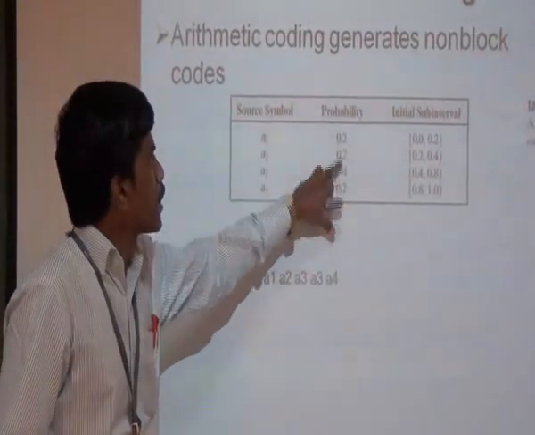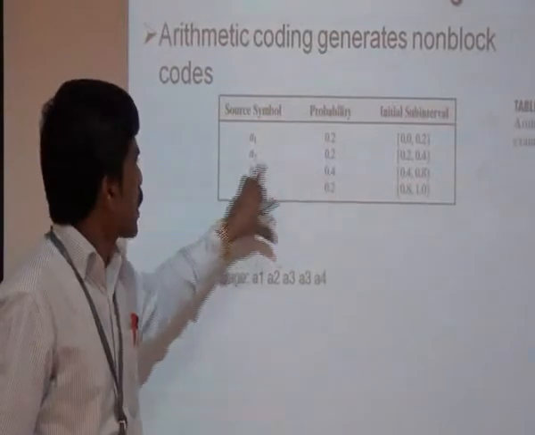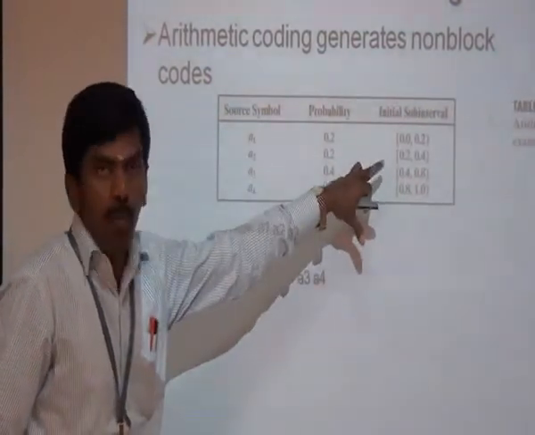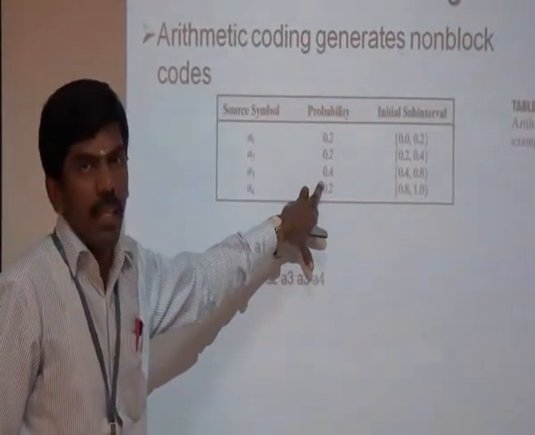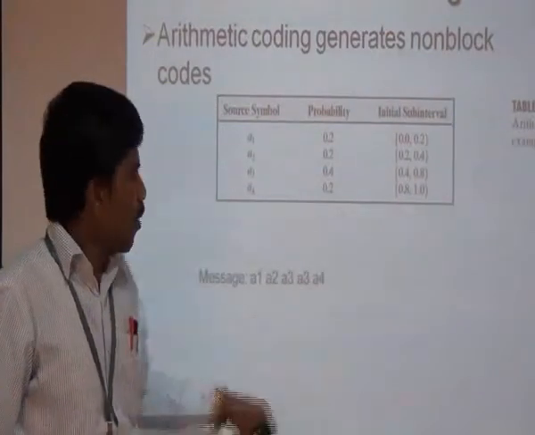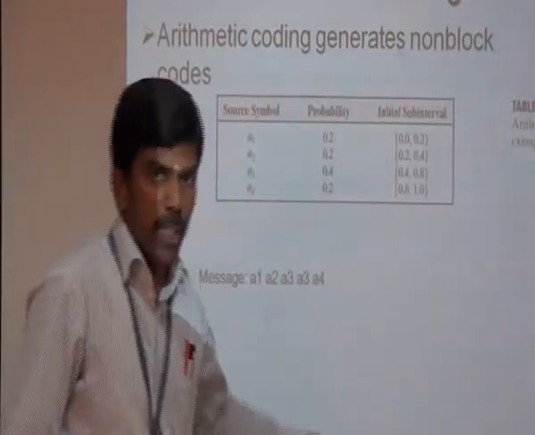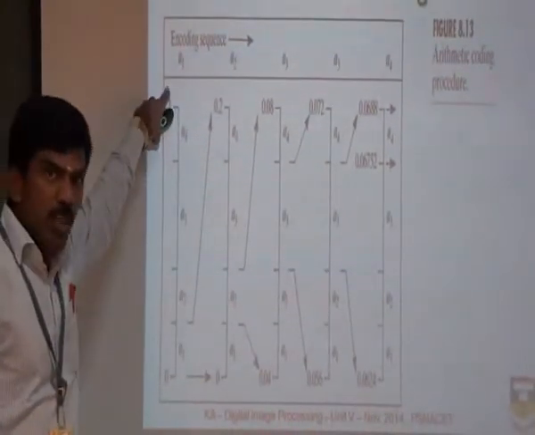The interval for A1 is 0.2, which is its probability. So A1 is the interval 0 to 0.2. A2 is 0.2 to 0.4, by adding. Then 0.4 to 0.8 is the next interval, A3. A4 is finally 0.8 to 1. Now this is the message I want to transmit, within 0 to 1, the maximum probability.